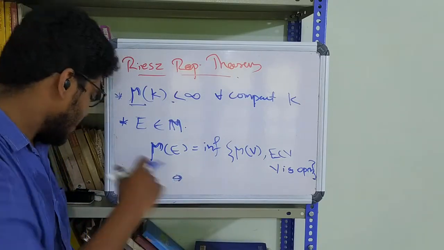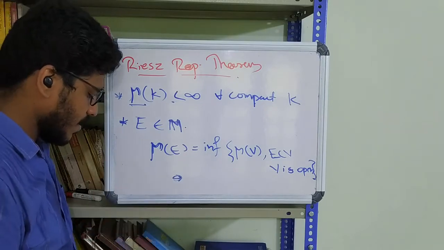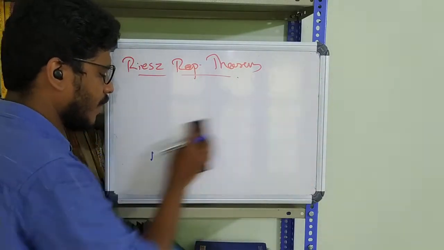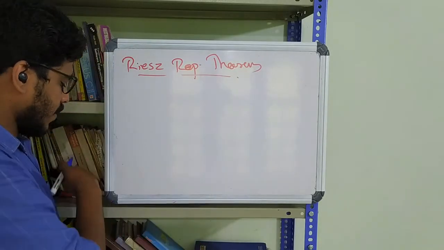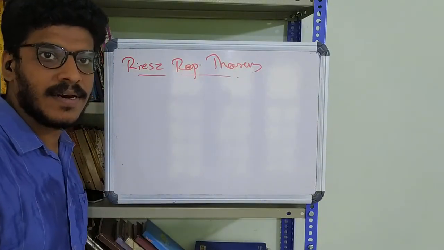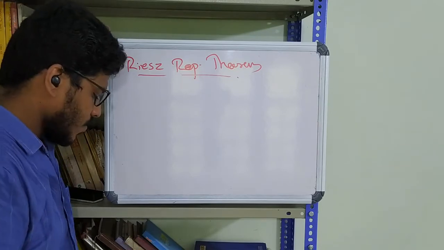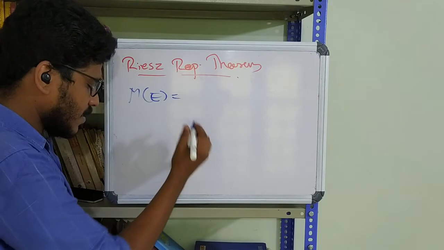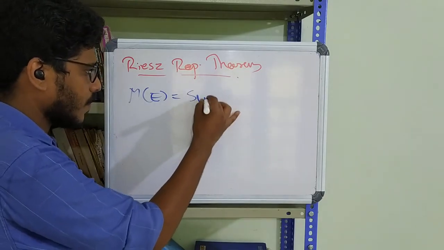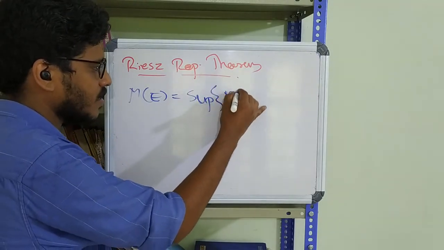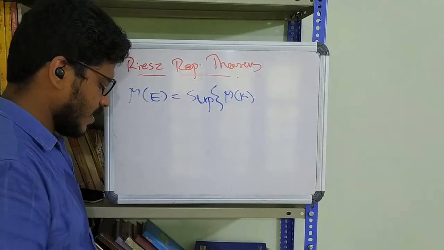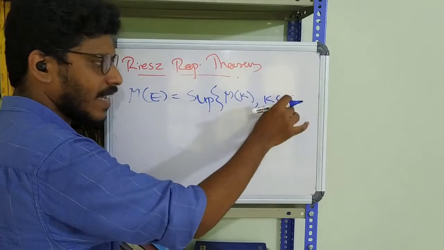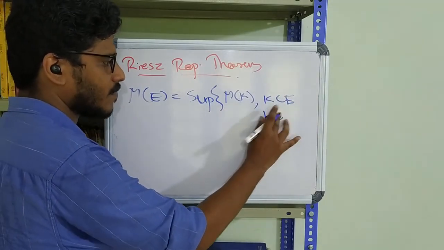And there is an alternative property for this. Since we called this the outer regularity, we hopefully expect something to be inner regular as well. So the measure of E can also be expressed as the supremum of the measures of all those sets which are contained in E and are compact.